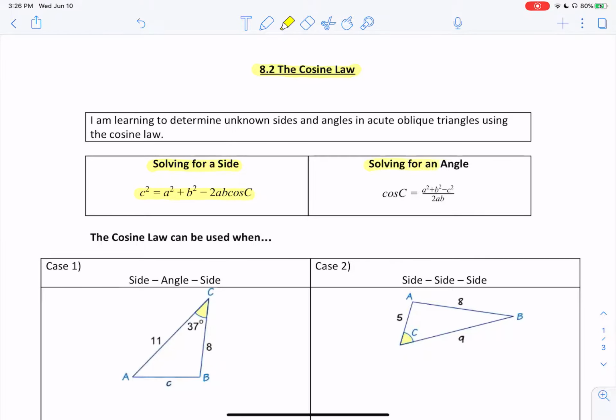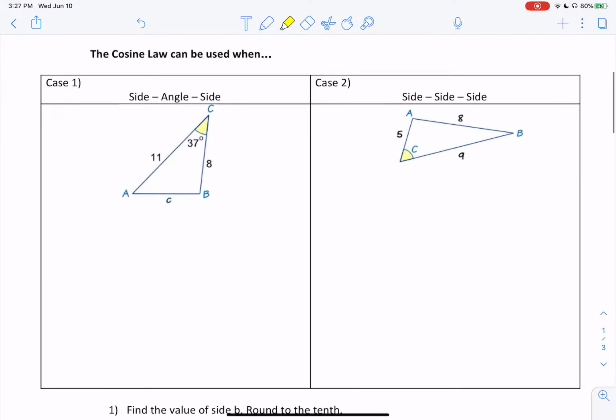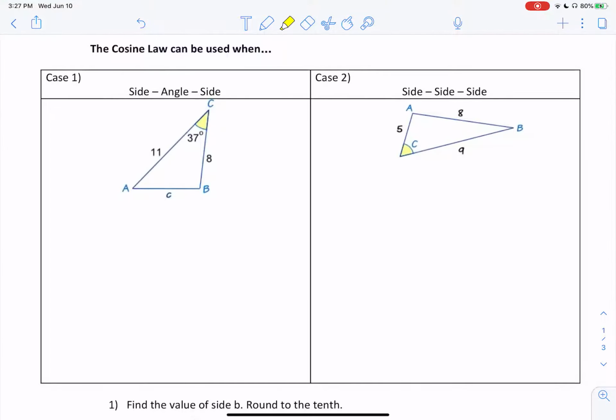And then when we're solving for an angle, we have cosine of c is equal to a squared plus b squared minus c squared over 2ab. So there's two main cases when we use cosine law. In general, if you are unable to use sine law, it's usually cosine law that is the way to go. That's the easiest way to approach it, but just to be clear, we have our two different options.